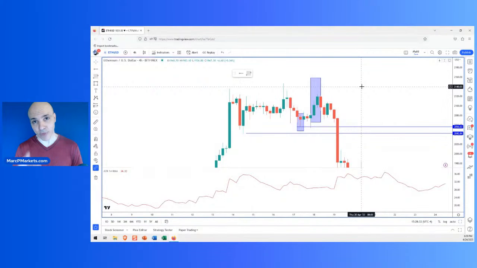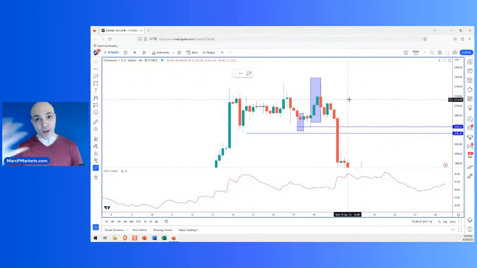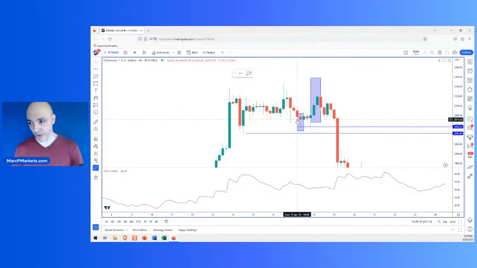And once I have my risk defined, I can actually extrapolate or project the reward, right? It's what everyone is into. So now the entry was 2082. I think we agreed it was 2083.